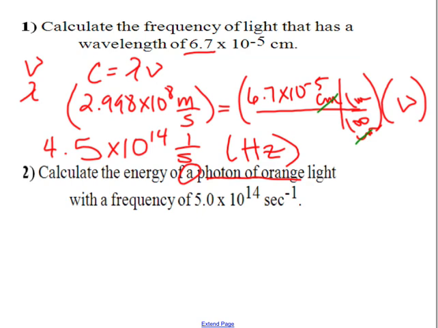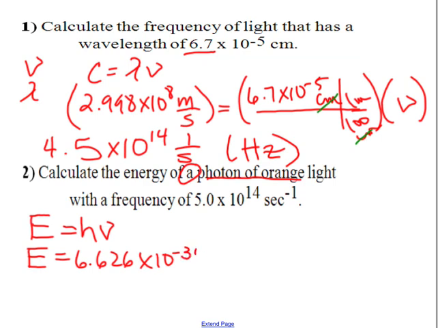So calculate the energy. We are looking for E. What equation am I going to use? E equals h nu. So h is your Planck's constant, and that is 6.626 times 10 to the negative 34 joule seconds. And then the frequency is 5.0 times 10 to the 14th per second.